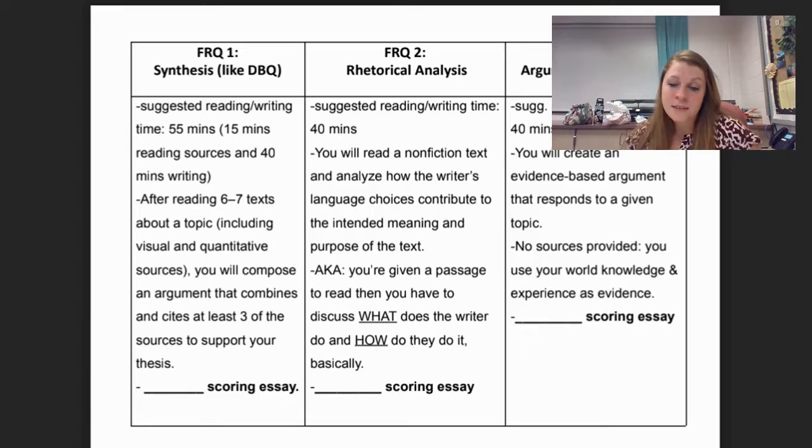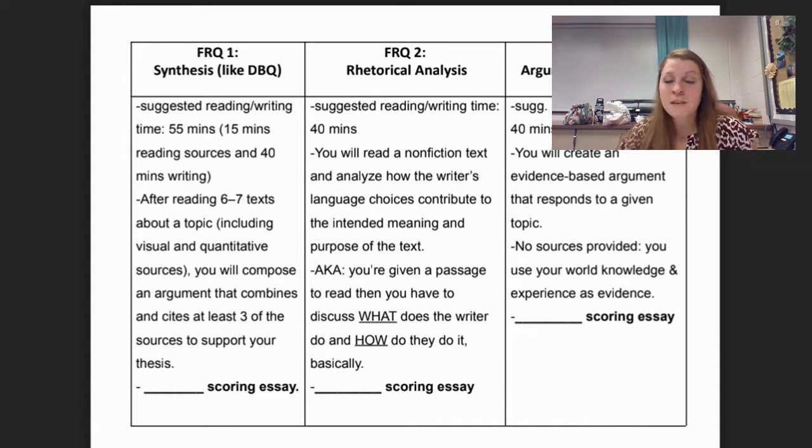The second is the rhetorical analysis. This is what we've been talking about since the beginning of the school year. This one has a suggested time of 40 minutes. You'll read a nonfiction text, usually a speech, a nonfiction passage, something like that, and analyze how the writer's language choices contribute to the intended meaning and purpose of the text. We've been doing this since the beginning of the year. We've been doing this with SOAPS. We've been doing it with Blackfish. We've been doing all sorts of things with this.